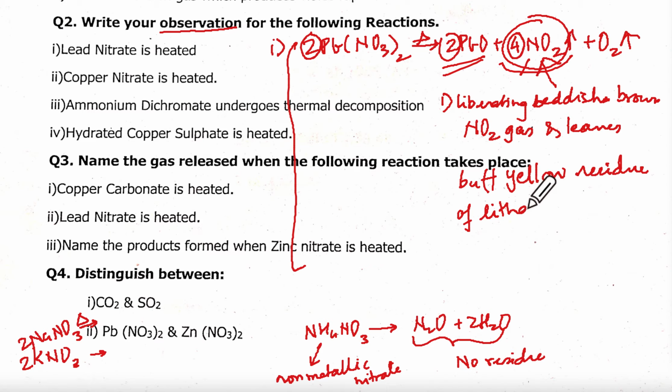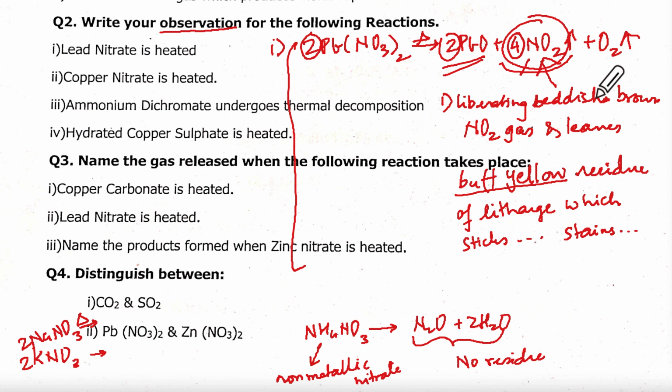Don't say litharge residue as is, okay? Because then in the observation the color is missing, no? You said litharge residue. Did you mention the color? No. So it leaves buff yellow residue, litharge, which sticks to the glass and stains glass yellow. Understanding?